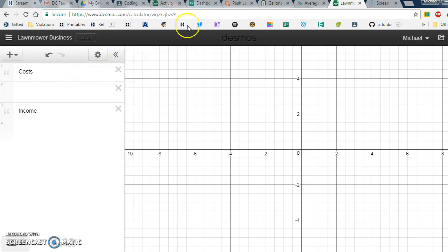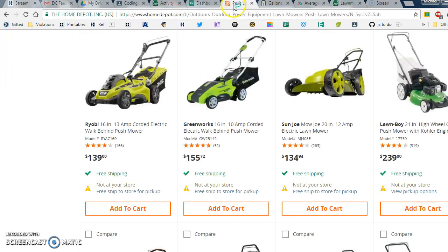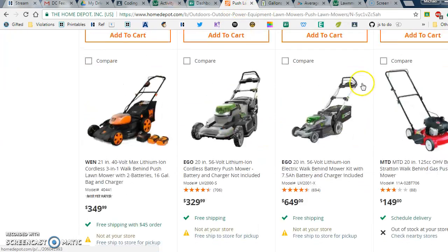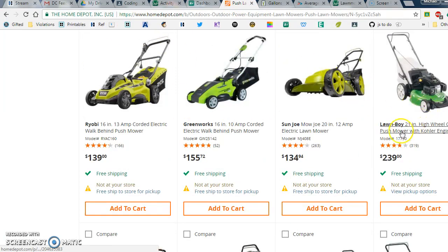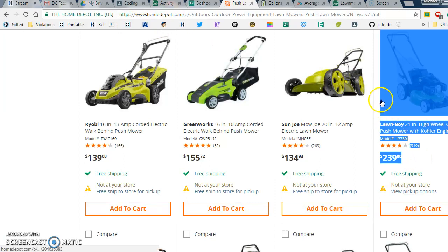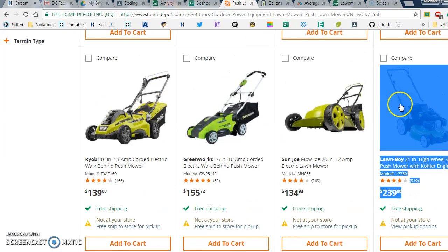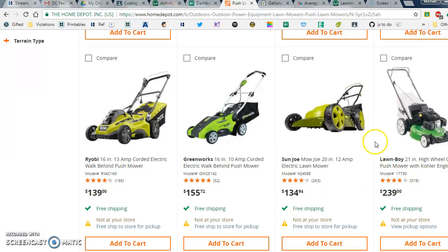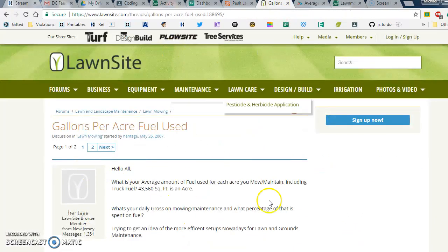And I had to do some research. Number one, obviously, to mow lawns, I'm going to need a lawnmower. So I looked on the Home Depot website, and I decided that I wanted to go with this Lawn Boy push mower. It's gas powered, and that means I also need to consider how much it's going to cost me for gas.